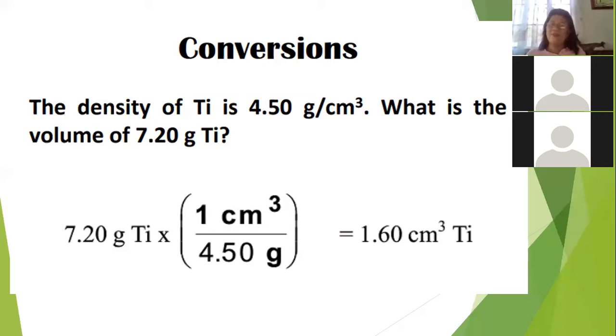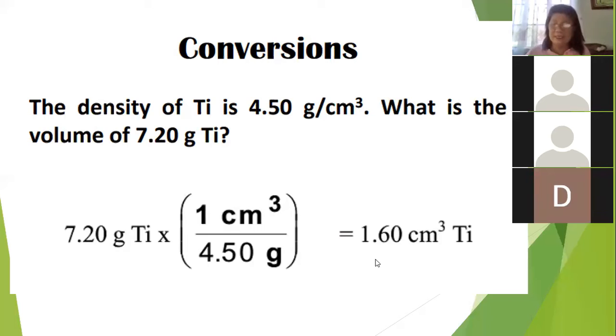Here, the mass: 7.2 grams titanium times your density, you can reverse it. When you reverse it, the cubic centimeter goes on top and the grams go to the bottom. Therefore, cancel the grams here. Then divide 7.2 by 4.50. Therefore, that is 1.6 cubic centimeters. Okay? That's it.